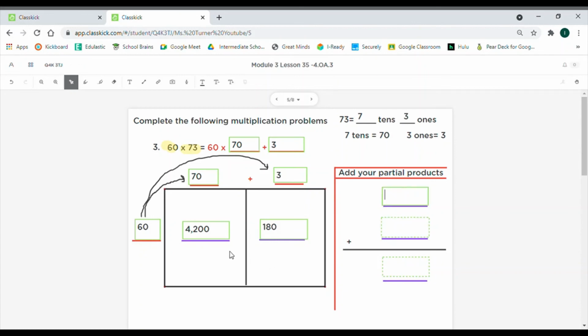Now I want you guys to place your partial products inside of your box, and I want you to add to find your total product. If you need to, pause the video. Friends, you should have placed 4,200 in your first box. You should have placed 180 in your second box. And when you add them together, you get 4,380.